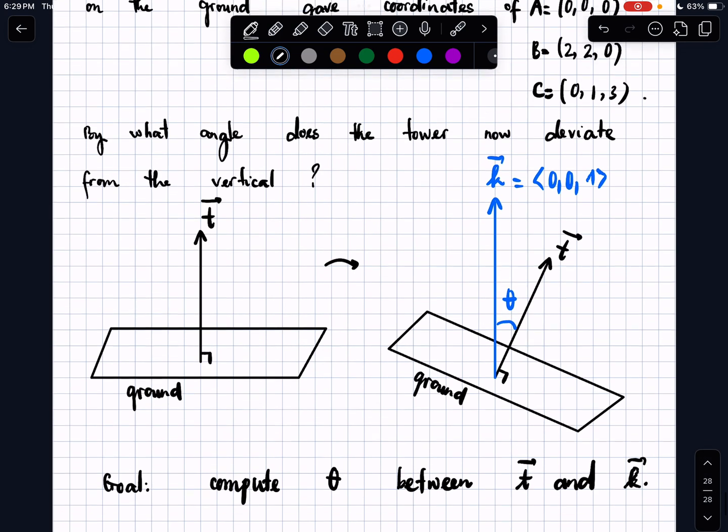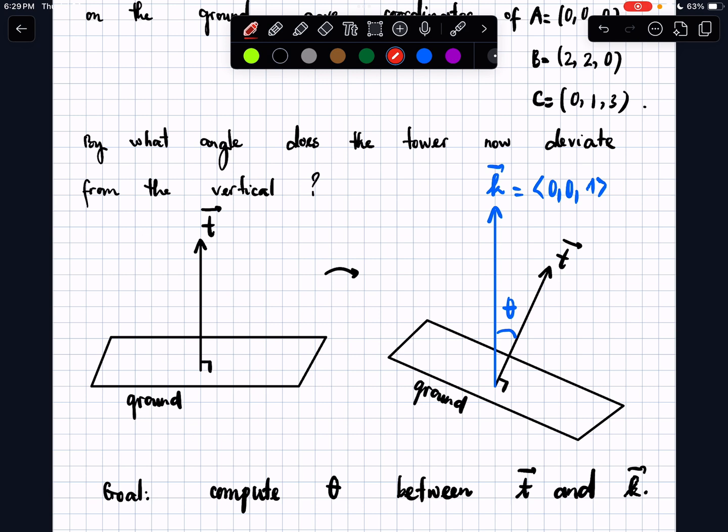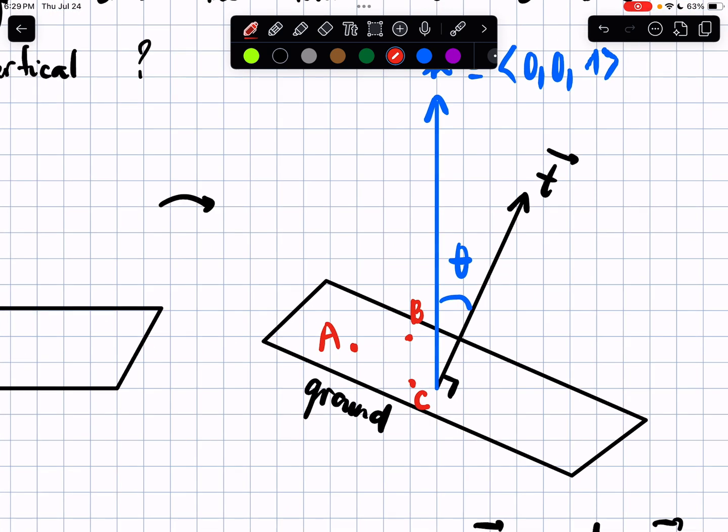So we don't know the vector t directly, but we do know 3 points on the ground: A, B, and C. We know that the cross product AB cross AC will be parallel to T, right? Because AB cross AC is perpendicular to the ground. So AB and AC.